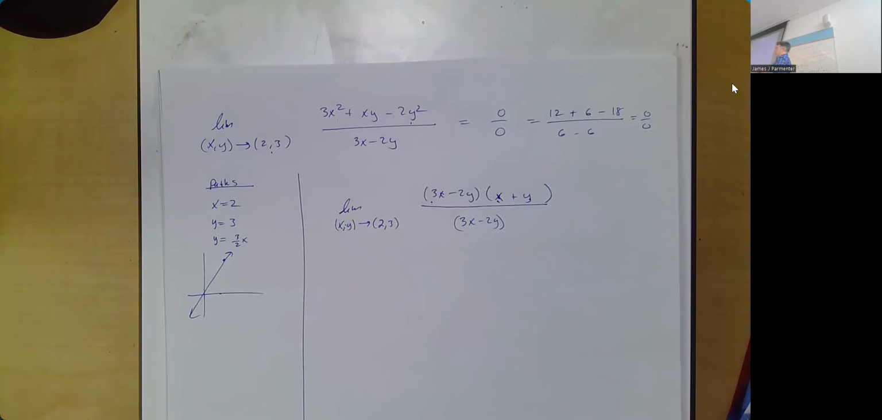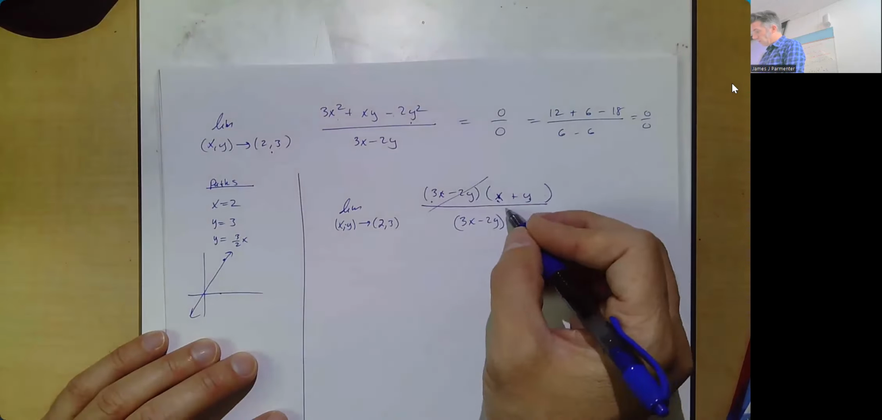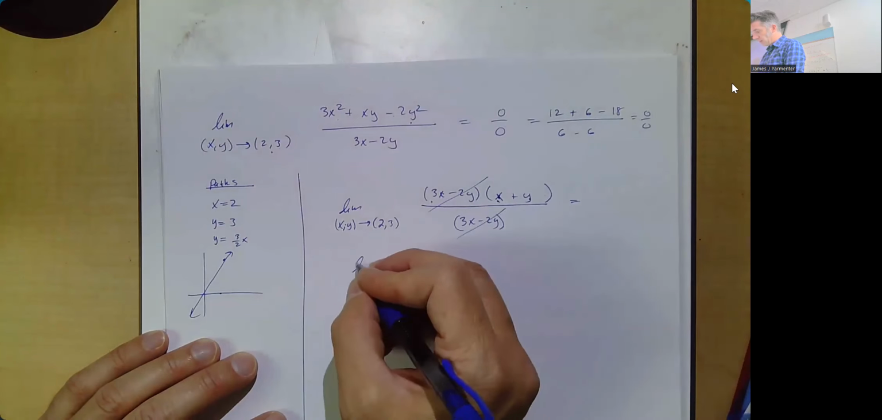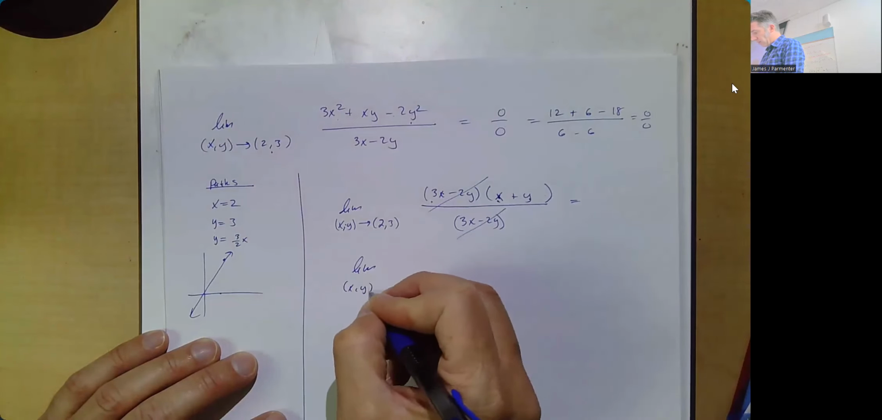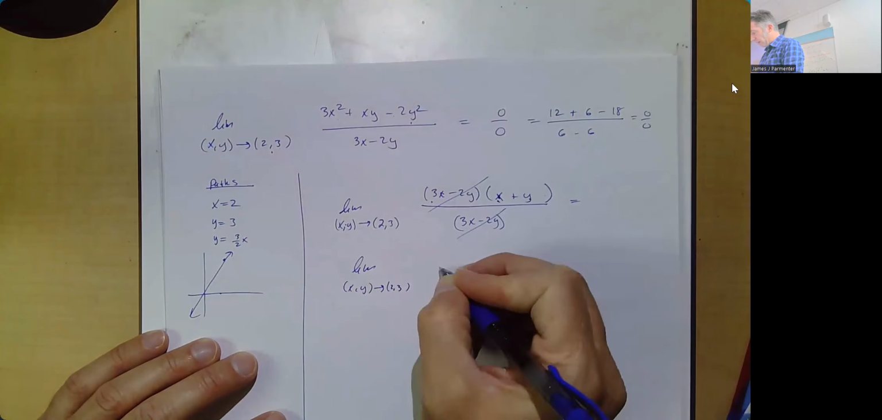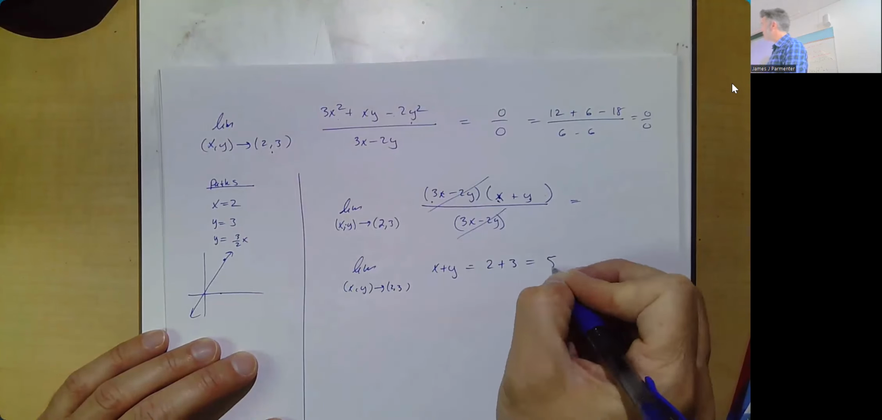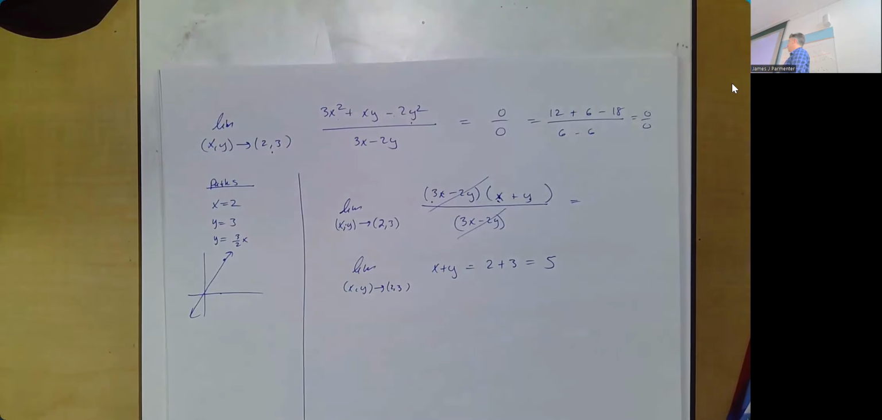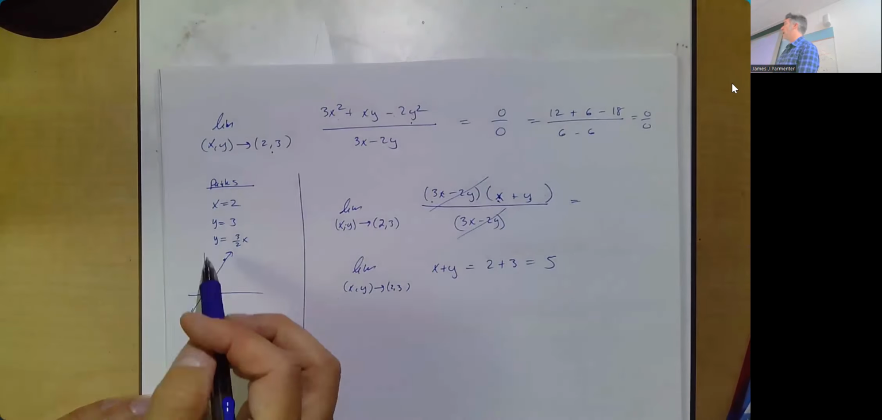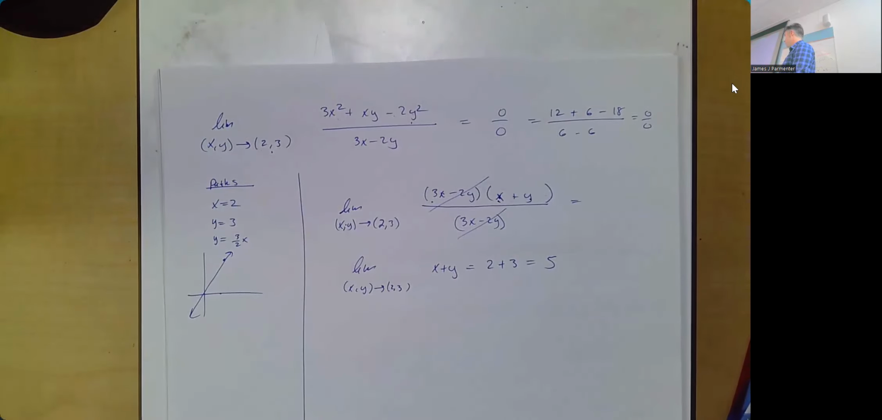To show the limit exists, I have to do something else, like factoring and canceling. So here, these divide to 1, and I'm left with the limit as (x, y) approaches (2, 3) of x plus y, which is just 5. So this limit is 5. And if you chose any of these paths, you would also get 5. It's kind of neat.